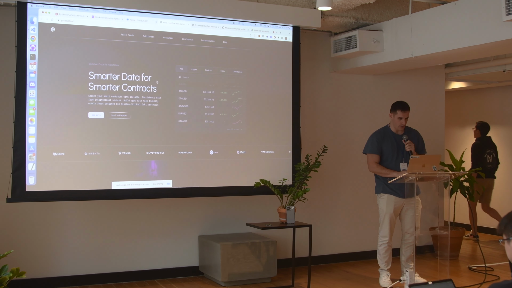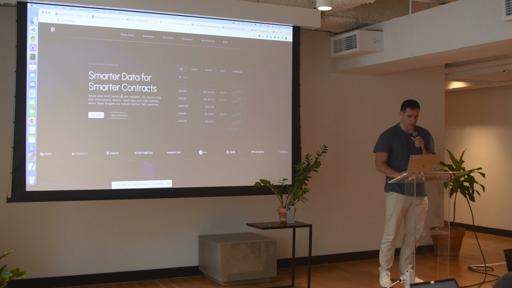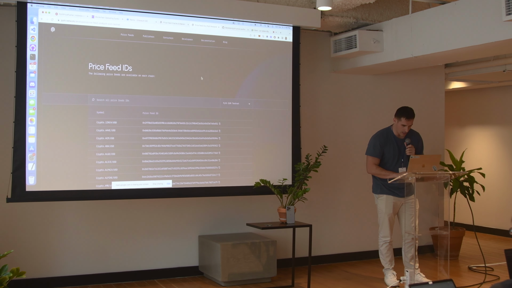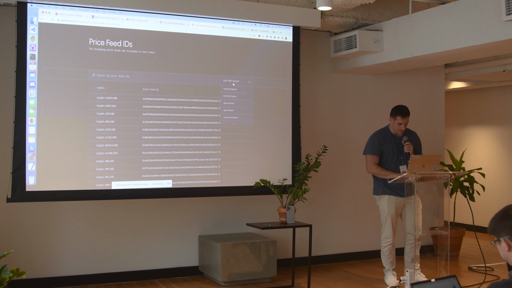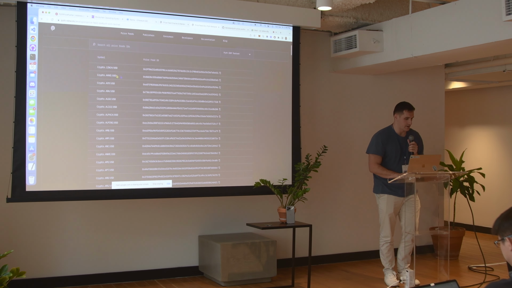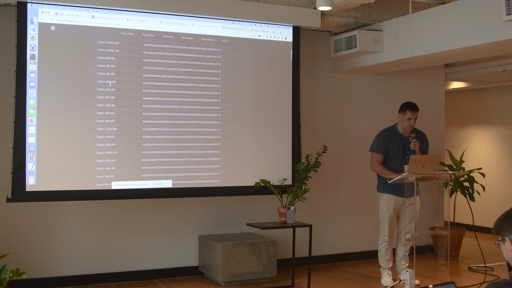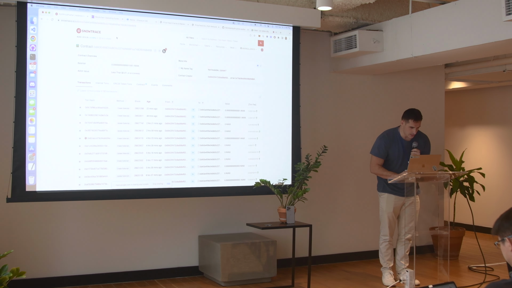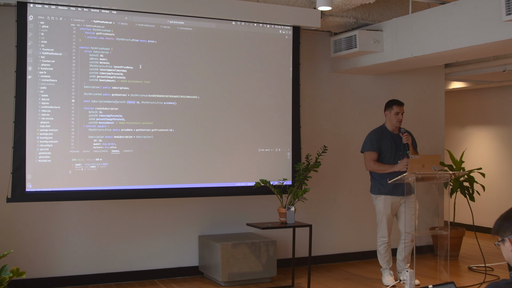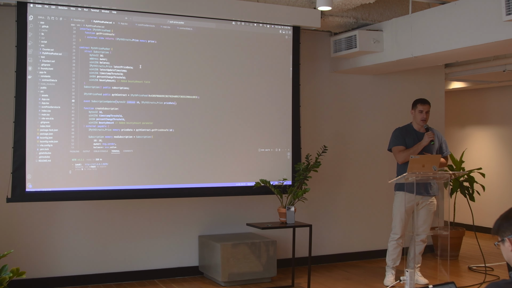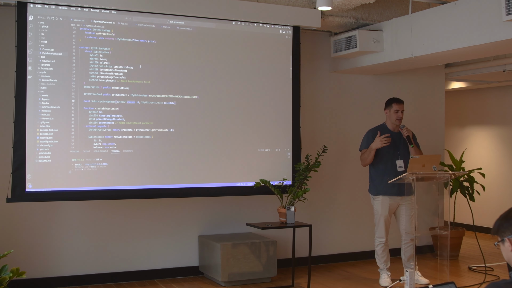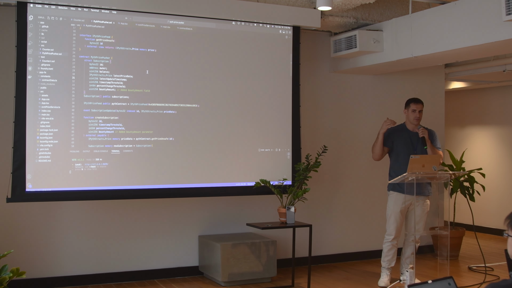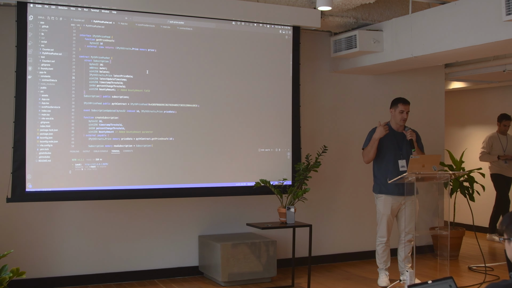So Pyth Network, they're an oracle for price feeds on a lot of EVM chains, for example. And they also provide a lot of pairs, so you see all the pairs here. And what I did for the hackathon was, they have very granular price feeds, so just about every second the price feeds will be updated. And some use cases you don't want to be getting a new updated price every second.